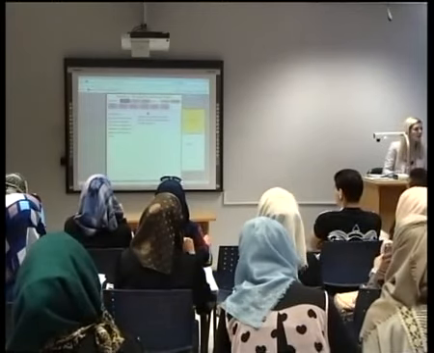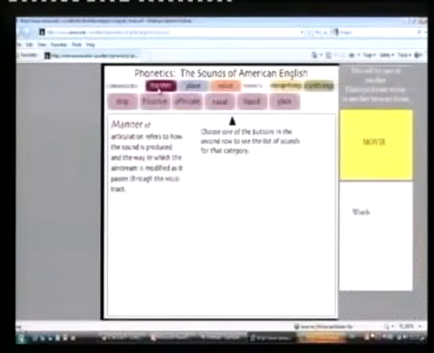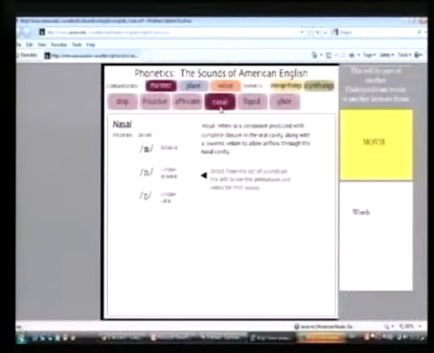Okay, look at this. For students who weren't here, use the website to understand phonetics. So you press, for example, look at this, manner. You press manner of articulation, right? You press nasal and you choose any nasal sound you like.